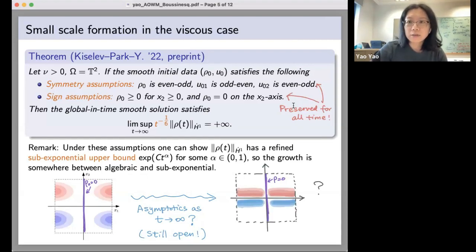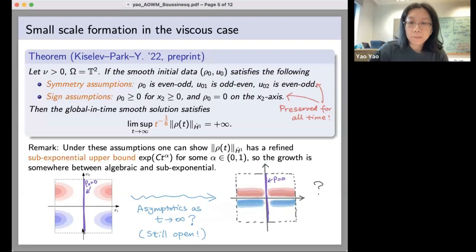And another thing that we assume is that in the upper half of the torus, the initial density is non-negative, and therefore on the lower half, because of the odd symmetry, it will be non-positive. And on the vertical axis, we pin down the value of the density to be 0 initially. Okay, and notice that this is also something that will be preserved for all time.